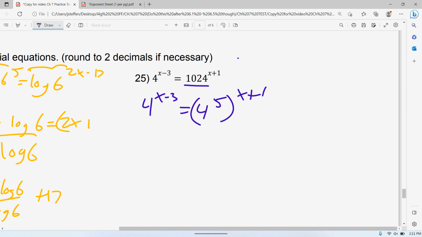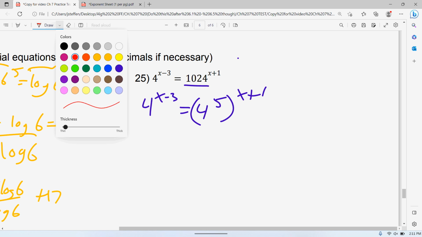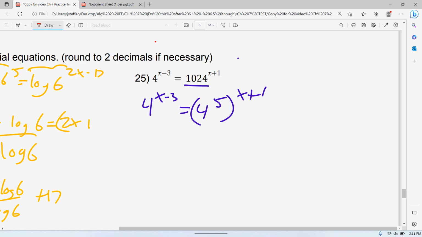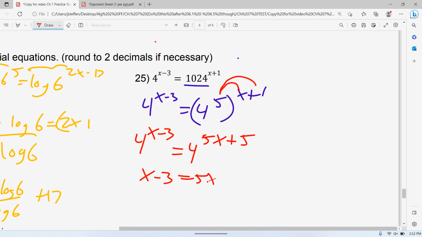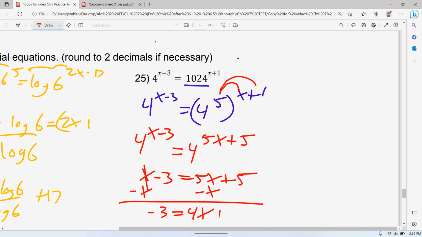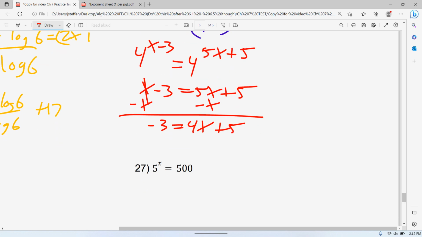Now, again, I mentioned this and people still missed it. You have to make sure you distribute that. So 4 to the x minus 3 is equal to 4 to the 5x plus 5. So x minus 3 is equal to 5x plus 5. Subtract 5: negative 8 is equal to 4x. Divide by 4. x is equal to negative 2.